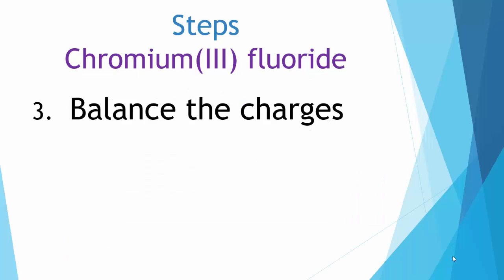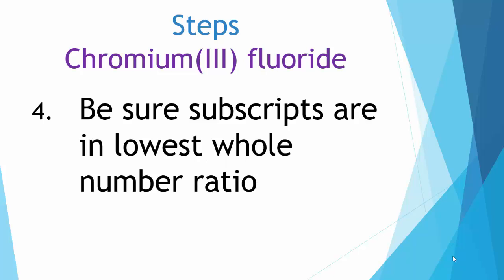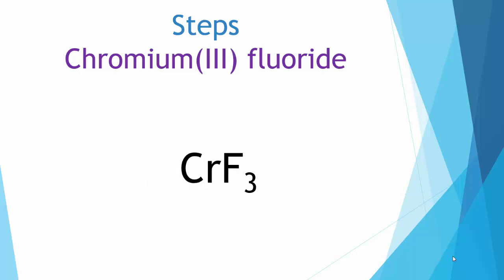Now we need to balance the charges. Chromium is a 3 plus. Fluoride is a 1 minus. But you can see that the 1 minus does not cancel out the 3 plus. But if I have 3 fluorides, I now have 3 1 minus charges. 3 plus is canceled by the 3 minus. So we write it like this. We see that we are in the lowest whole number ratio. So chromium(III) fluoride would be written like this.